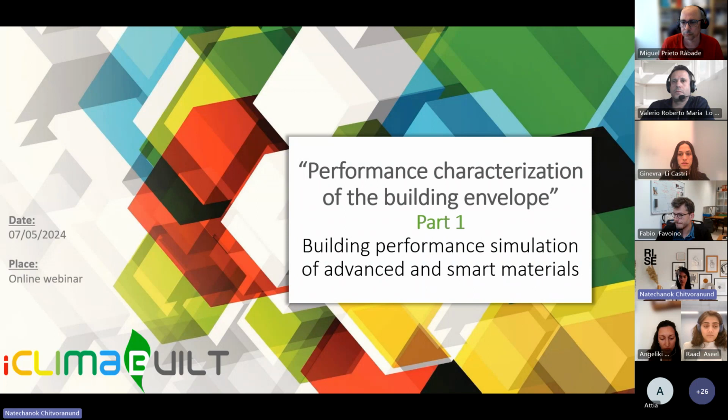Today we will talk about the performance characterization of the building envelope, and today it's going to be part 1, which is about building performance simulation of advanced and smart materials.